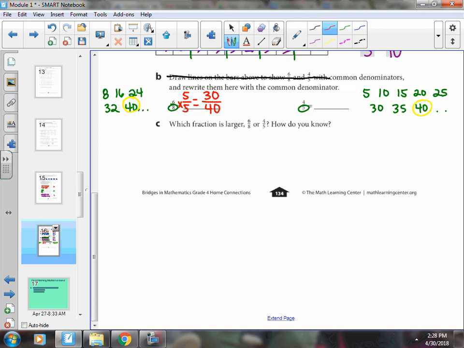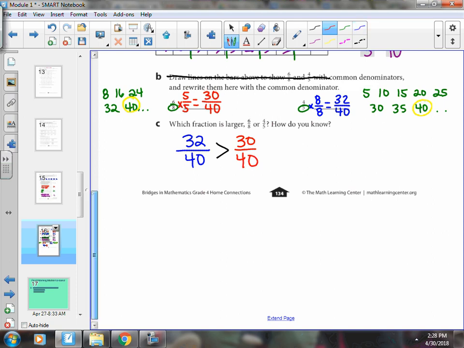And to make 4/5 have a 40 in the denominator, I need to multiply the bottom by 8. And if I multiply the bottom by 8, I better multiply the top by 8 to get 32/40ths. See how close they are? 30/40ths compared to 32/40ths. So 32/40ths is definitely bigger than 30/40ths.